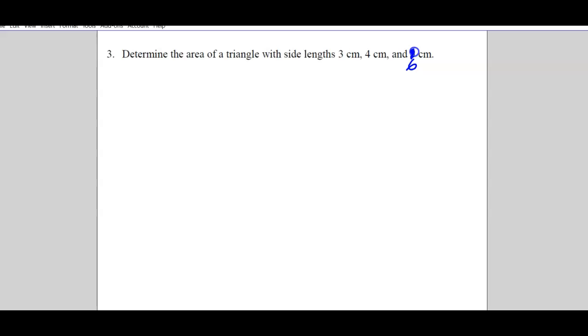We really want you to practice what you're learning today. So we made a typo on this. So just change that to a 6. Okay, we want the area with side lengths 3, 4, and 6. So 3, 4, 6. Doesn't have to be perfect, right?